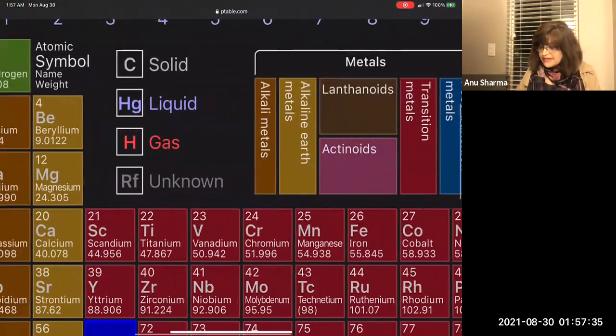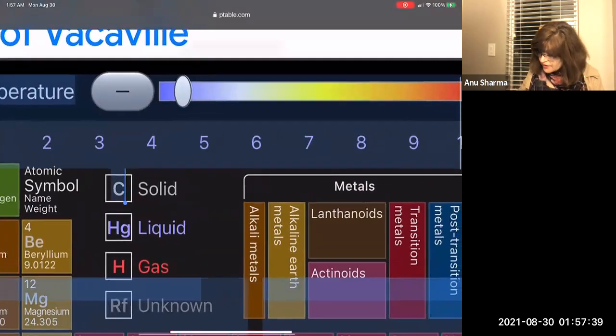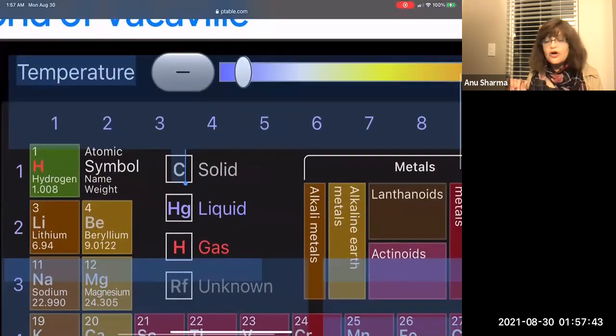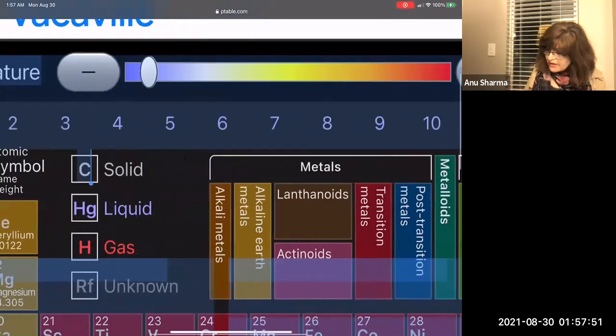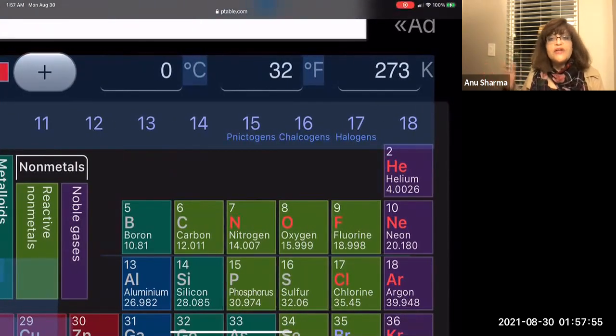Next are the broad categories. You see the numbers on the top and the numbers on the side, 1, 2, 3, 4. The numbers on the top are called columns or groups. They are called groups. They made it as 1, 2, 3, 4, 5, 6, 7, up to 18 columns.